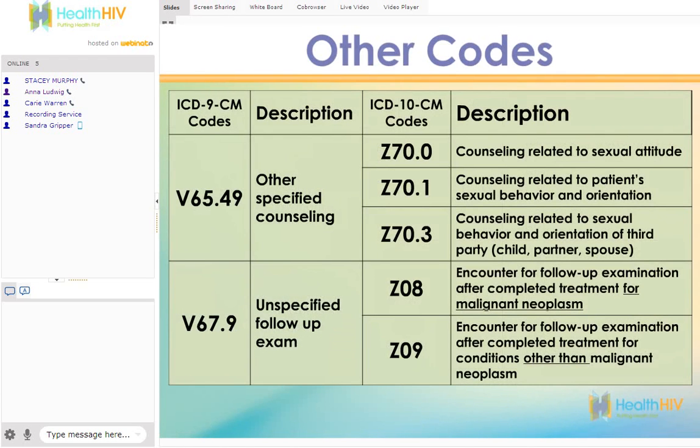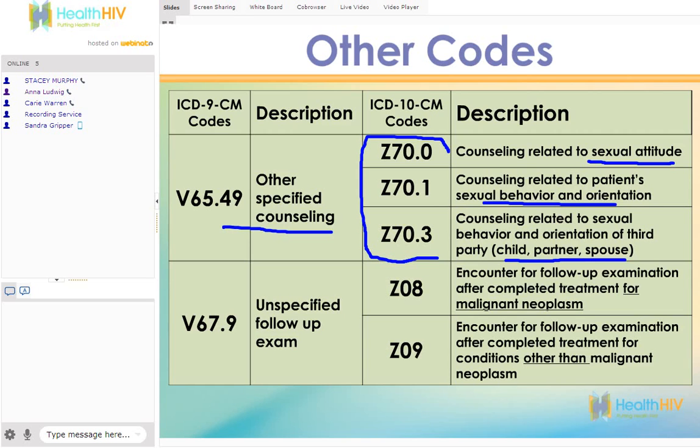Here are some counseling codes. So you have this B65.49 in ICD-9, which was other specified counseling, which now maps to these 3 different codes. Z70.0 is counseling related to sexual attitude. Z70.1 is counseling related to patients' sexual behavior and orientation. And Z70.3 is counseling related to sexual behavior and orientation of third parties, such as a child, a partner, or a spouse. So you have these 3 new codes that map backwards to this 1 code.